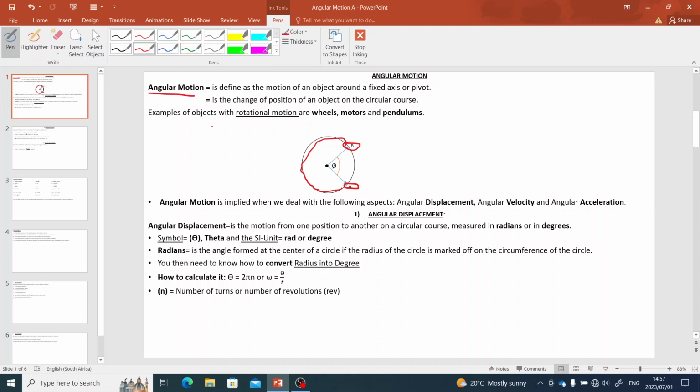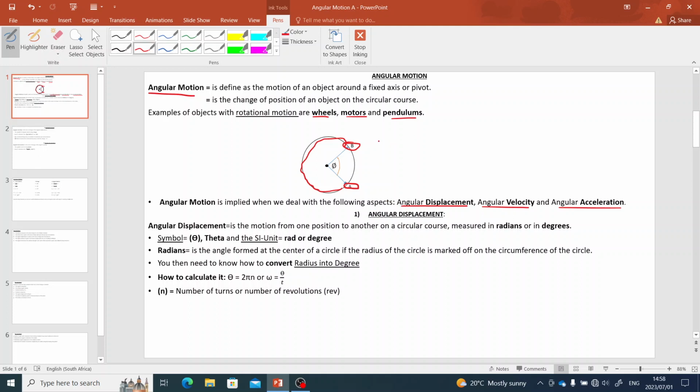Now, examples of objects with rotational motion would be your wheels, motors, and pendulums, right? Angular motion is implied when we deal with the following aspects: angular displacement, angular velocity, angular acceleration. Let's make sense of the definition and the aspects that we'll be dealing with under angular motion.